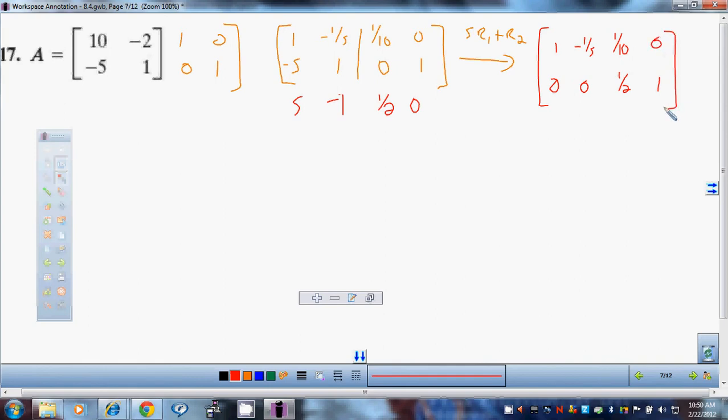Is it possible for us to get the identity for this one? Why not? There's no way to make that a 1. You're right. This one doesn't have an inverse.